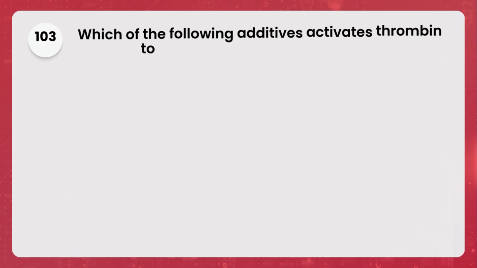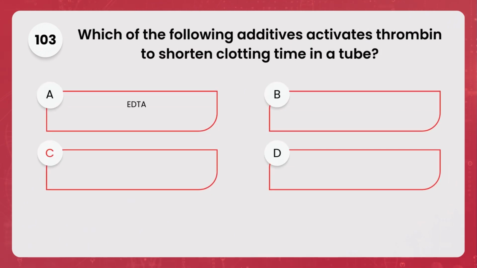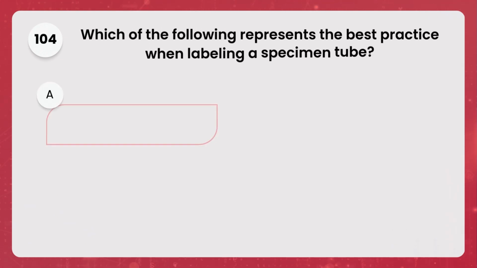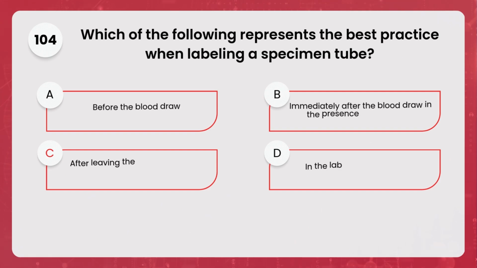Number 103. Which of the following additives activates thrombin to shorten clotting time in a tube? A. EDTA, B. heparin, C. thrombin, or D. citrate? The answer is C. thrombin.